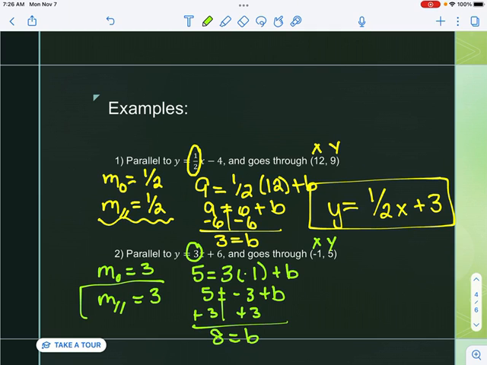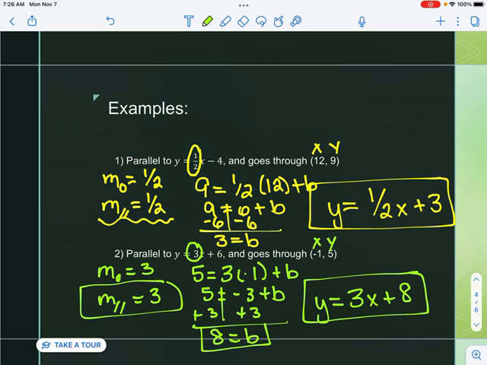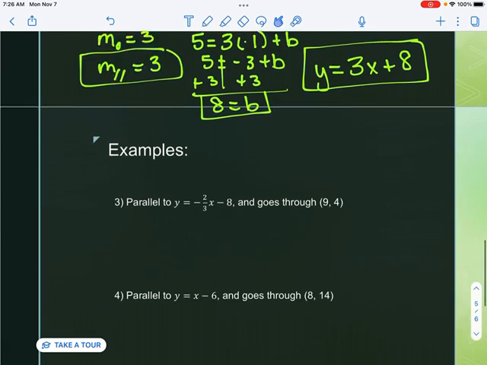So now I take the slope and the b, and I plug them in. So y equals 3x plus 8. And that would be the equation of the line parallel to the given line. Okay, let's try a couple more here.